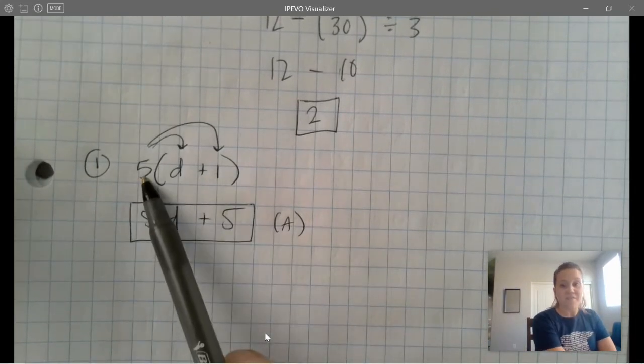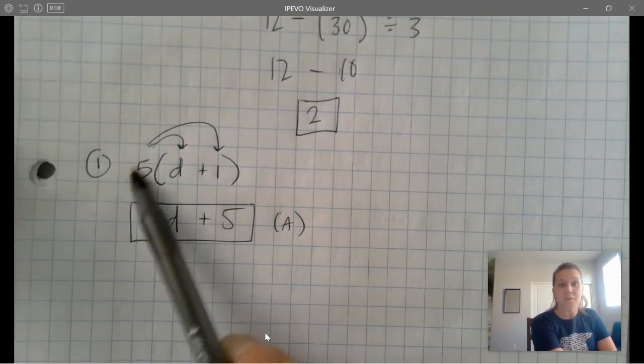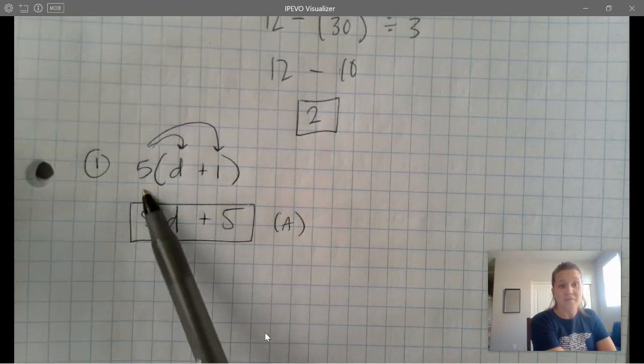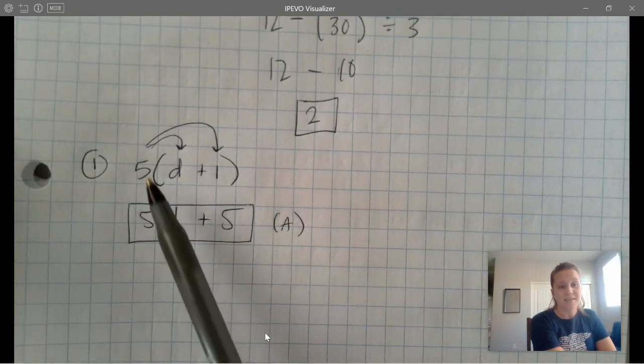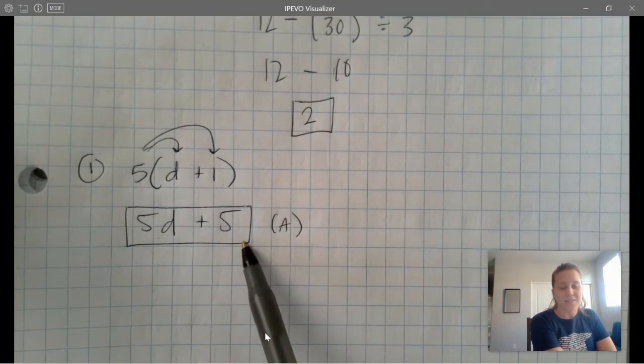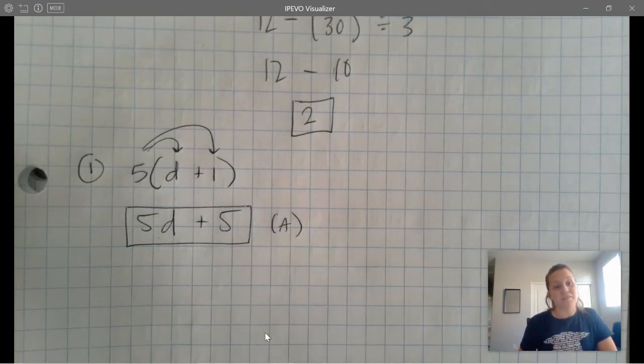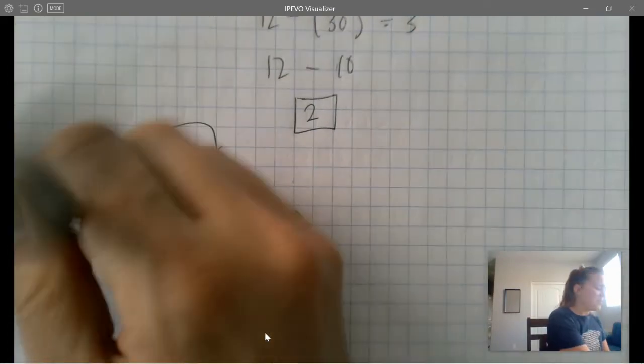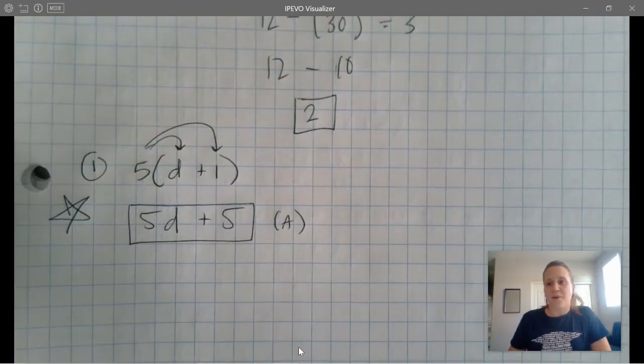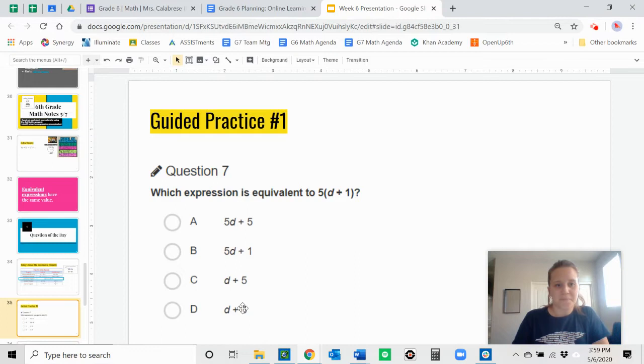When I multiply that factor outside the parentheses, I've got to multiply it to both parts inside. 5 times d is 5d. 5 times 1 is 5. 5d plus 5 is equivalent to that original expression. That's answer choice A. Big star on your paper if you got number 1 correct. Nicely done.